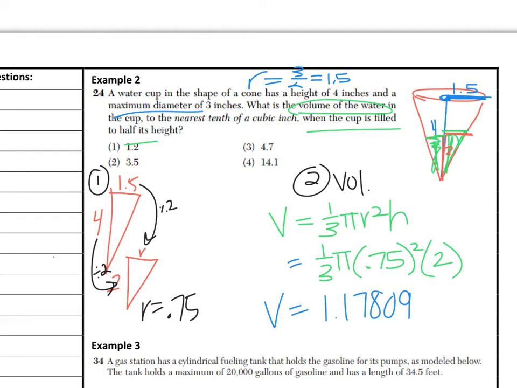So when I type it in, I get this value. Take the tenths place, look at the 7, that tells me I'm rounding to 1.2.